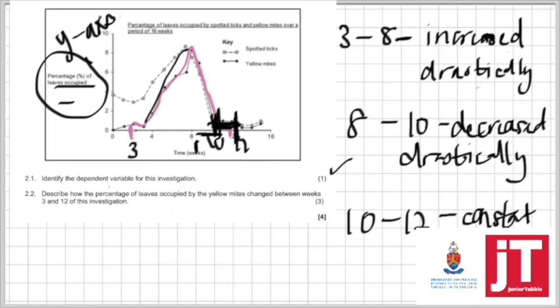Make sure whenever you're describing the graph or you're doing a trend question, make sure you always have the 2 variables in your answer. Like here, I had the week, the time, and I always mention percentage of leaves occupied.